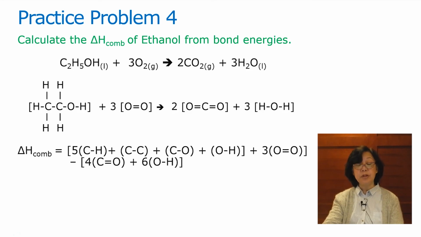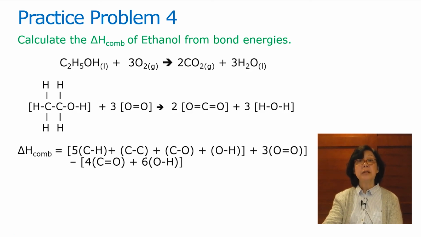I always advise my students to really tabulate it because then we will not easily make a mistake when we substitute the numbers in. So in the ethanol, there are 5 moles of CH bond, 1 mole of C single bond C, 1 mole of CO bond, and 1 mole of OH bond, making sure that you account for all the bonds when you look at the structure of the molecule.